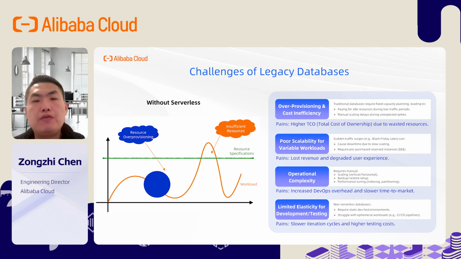So in conclusion, there are 4 pains in the traditional database. The first is higher TCO due to wasted resource. Traditional databases require fixed capacity planning, leading to paying for idle resource during low traffic periods, and they need manual scaling, causing delay due to unexpected spikes, such as in this picture. The second pain is lost revenue and degraded user experience, such as in sudden traffic surges. This can cause downtime due to slow scaling and require pre-purchased reserved instances.